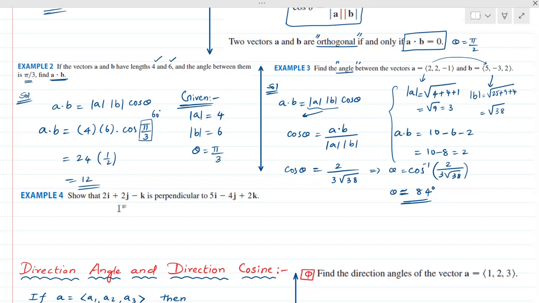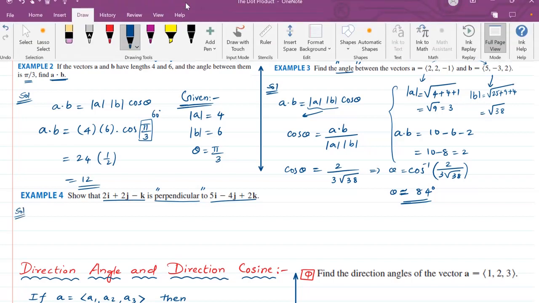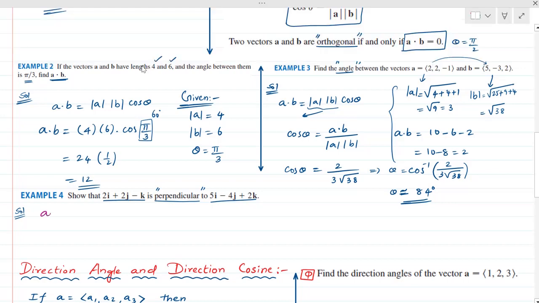Now in the next one, you have to show this vector is perpendicular or orthogonal to this vector. So I have to take a dot product. I have to show the dot product is equal to 0, A dot B is equal to 0. Then only we will say it is perpendicular or orthogonal. The theta value is equal to pi over 2. So here we have 2i plus 2j minus k, dotted with 5i minus 4j plus 2k.